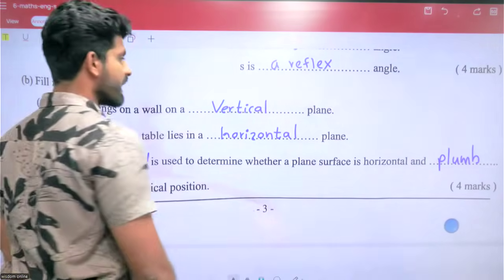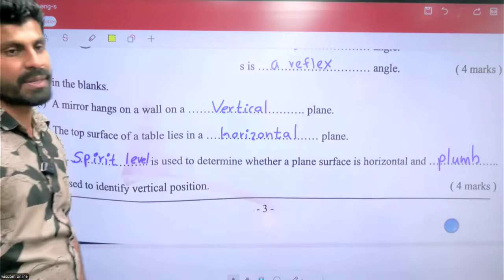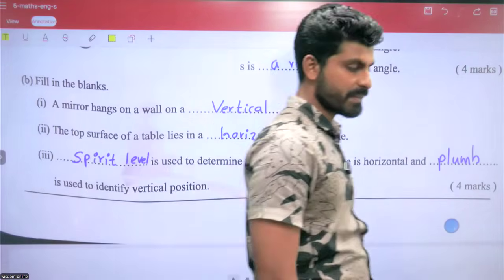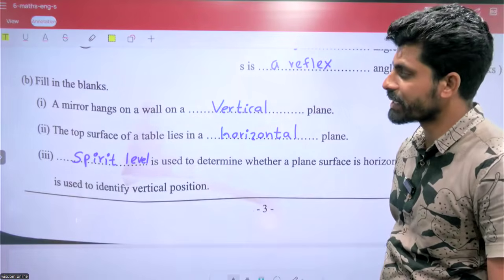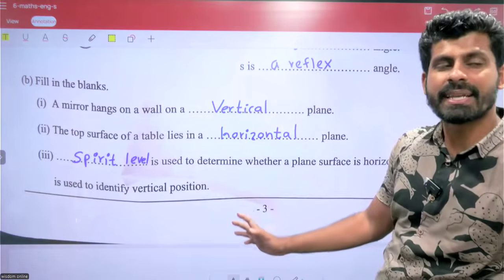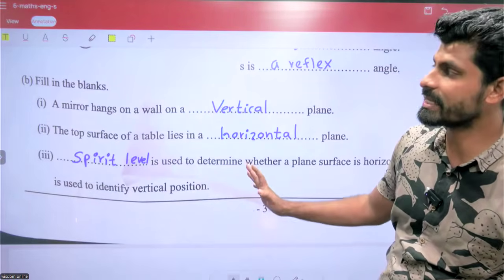Vertical and horizontal, spirit level and the plumb. Likewise, we can do. Question number 2, just quickly complete this one. This is the third question.